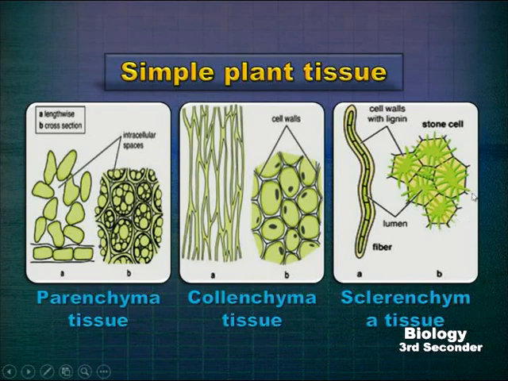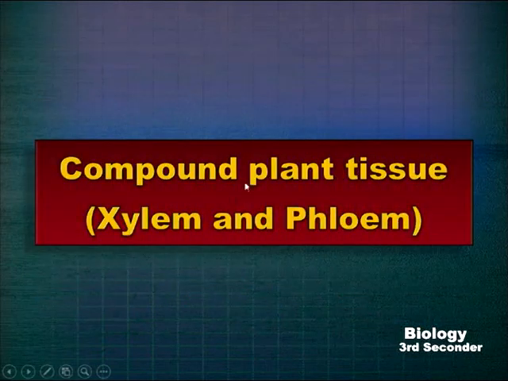Now we will study and remember another type of plant tissue, which is compound plant tissue, also called vascular plant tissue or conductive plant tissue. Compound means it contains more than one type of cell.